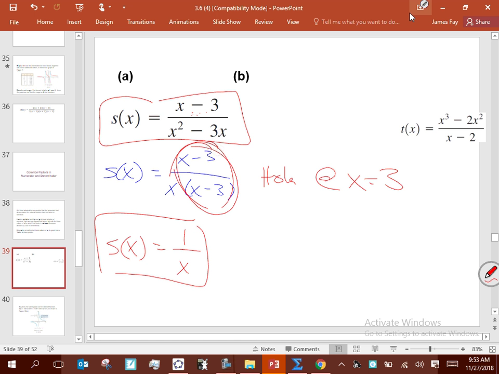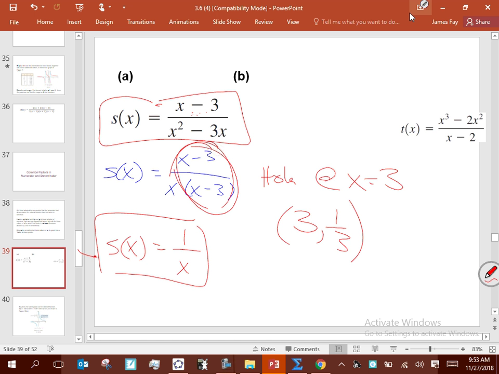I got to find out which one of those y values it is. So how do I find a y value? I take this and plug it back in. Let's think about this. Can I plug it back in here? No. So what do we have to plug it back into? The depreciated one, the canceled one. Okay? So what do I get when I plug x back in here? 1/3. So you have a hole at 3, 1/3.